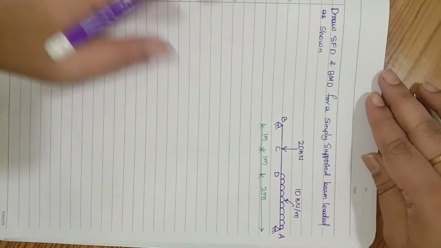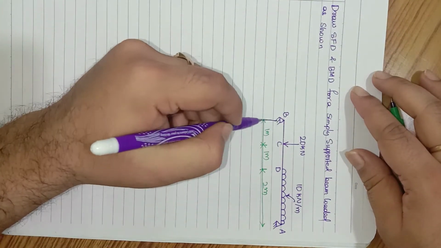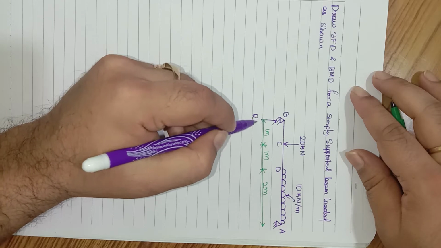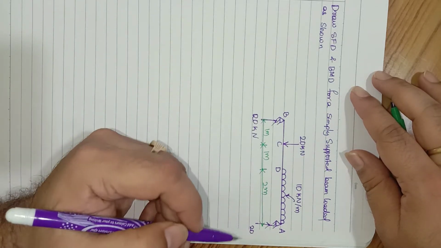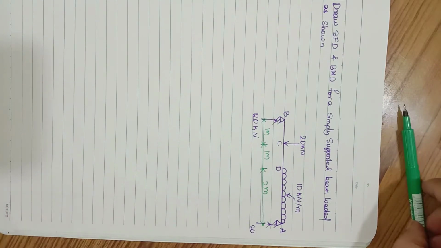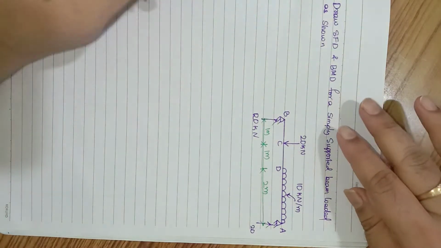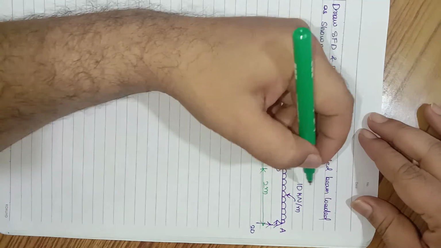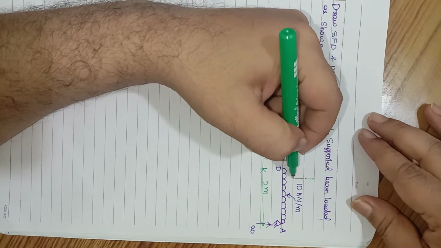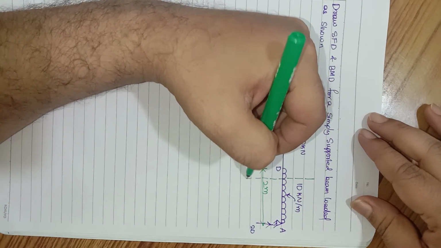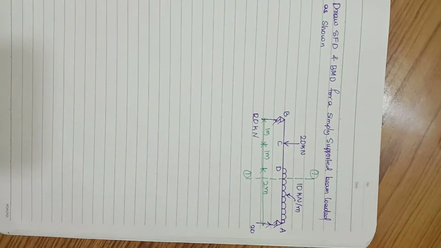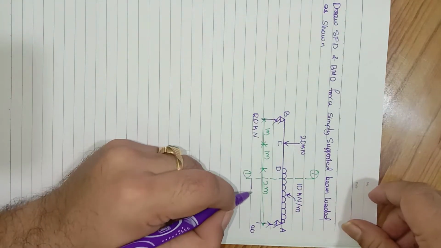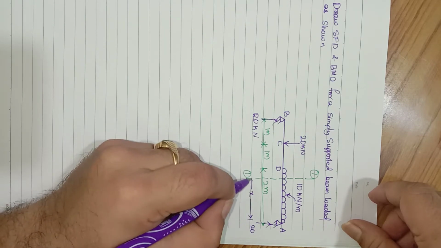Now let us go to the problem. Reaction RB is 20 kilonewtons, and reaction RA is also equal to 20 kilonewtons. Now what I'm going to do is take a section in between D and A, and let us call this section 1-1. This section is located exactly at a distance of x from point A.